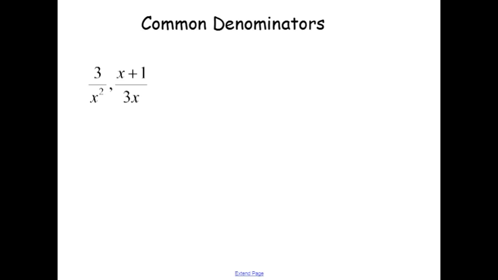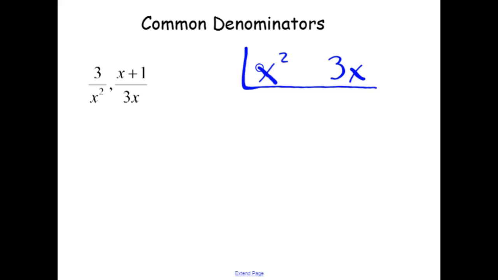This lesson is on finding common denominators for rational expressions. So in our last lesson, we talked about least common multiples, and we did that because the least common multiple is going to be the same thing as your common denominator. So the beginning steps of this is going to look very familiar. We start out with our denominators, x squared and 3x, and we find their least common multiple.